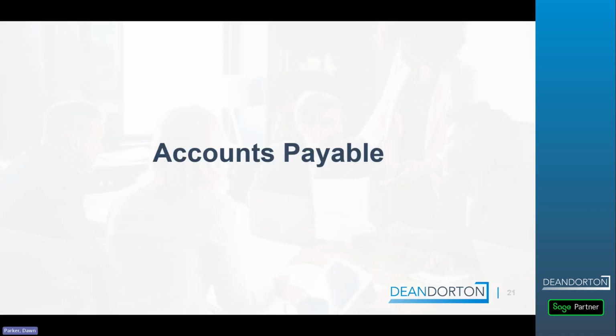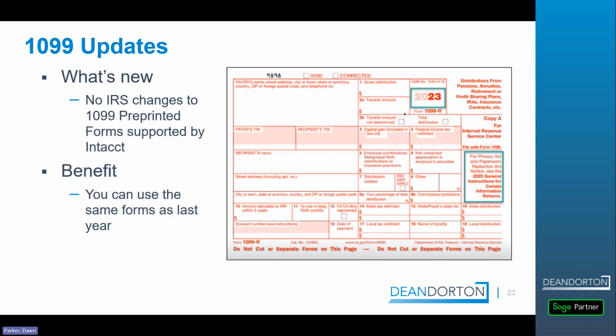All right, let's take a look at accounts payable. 1099s. The IRS did not change the pre-printed forms from last year. So the benefit is, if you have Sage Intacct compatible 1099s from last year and you print those, you're able to use the same forms this year. No real change there.